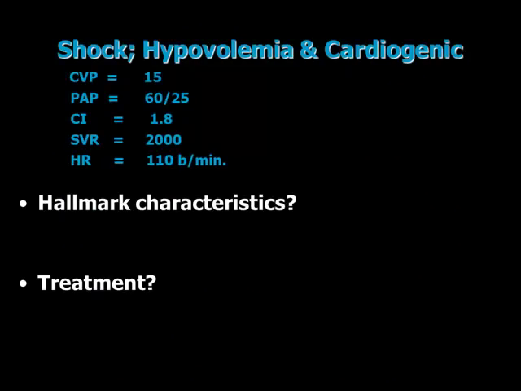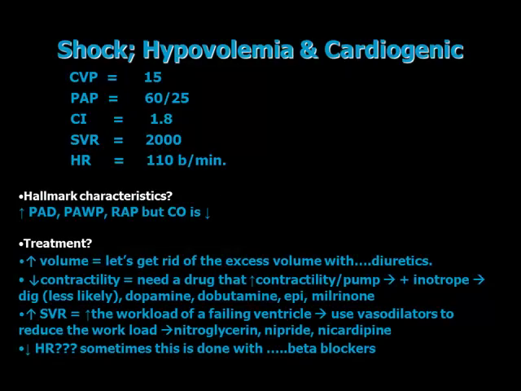Now, what would you say would be the hallmark characteristic and the treatment for cardiogenic shock? Well, cardiogenic shock characteristics are going to be that your volume values are high. So your pulmonary artery diastolic and pulmonary artery wedge pressure, the volumes that represent the left side of the heart, are going to be elevated. And then your right atrial pressure, or CVP, the volume on the right, is going to be elevated also. But here's where there's a difference. In spite of all that volume, the cardiac output is also going to be low because the heart is not effectively pumping.